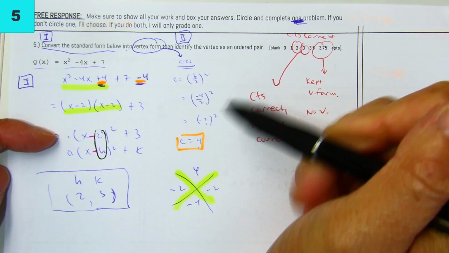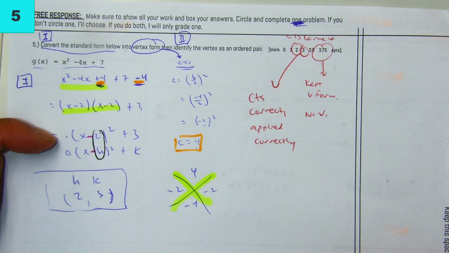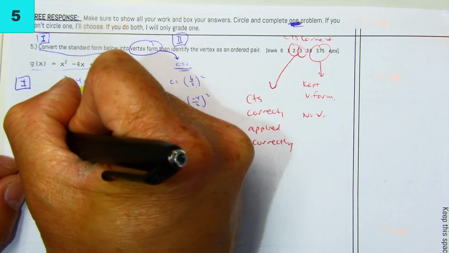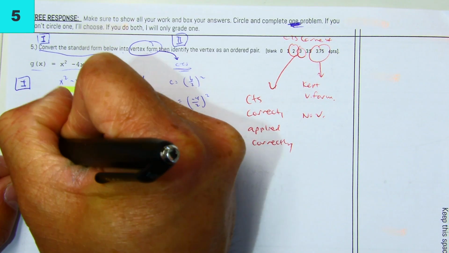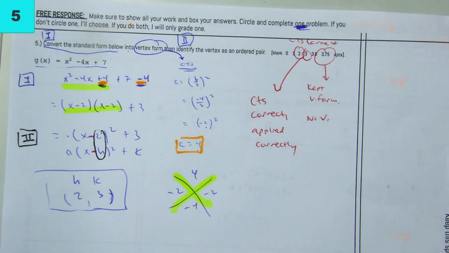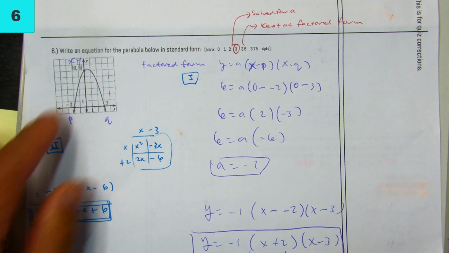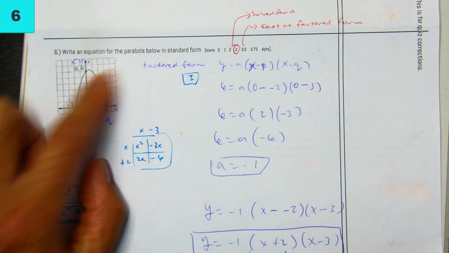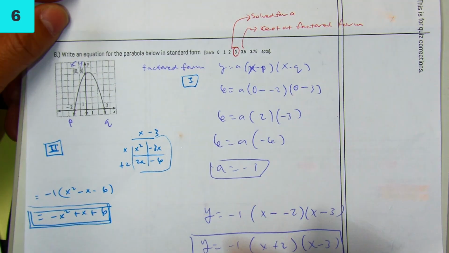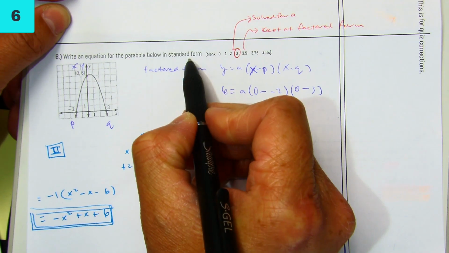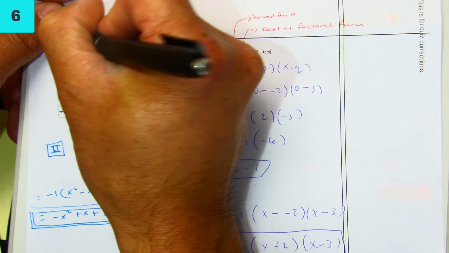Okay? So this is part 2, vertex and vertex form. Okay. Question number 6. Write the equation from the parabola below in standard form. Okay, so we're going to write an equation first.